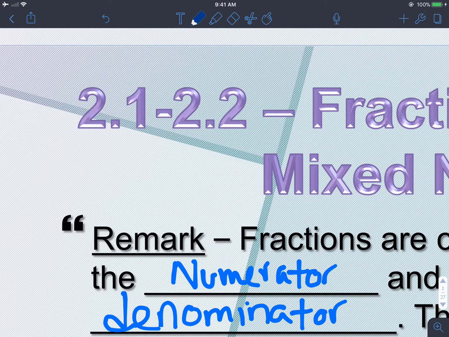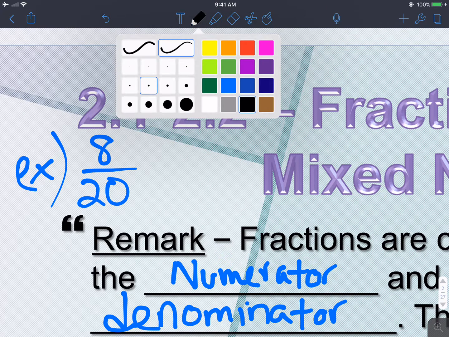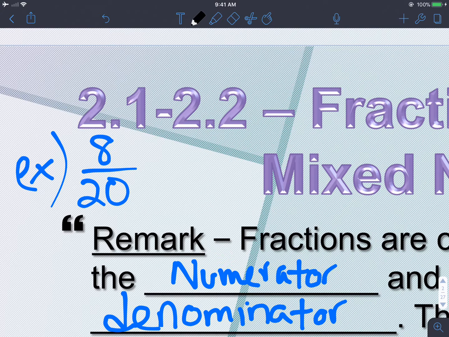All right, so what I was saying is, example. Let's say it's 8/20. What's the greatest number that goes into both the top and the bottom? 4. So you see how I'm not dividing by 8 there, to your question? It doesn't always have to be like that.